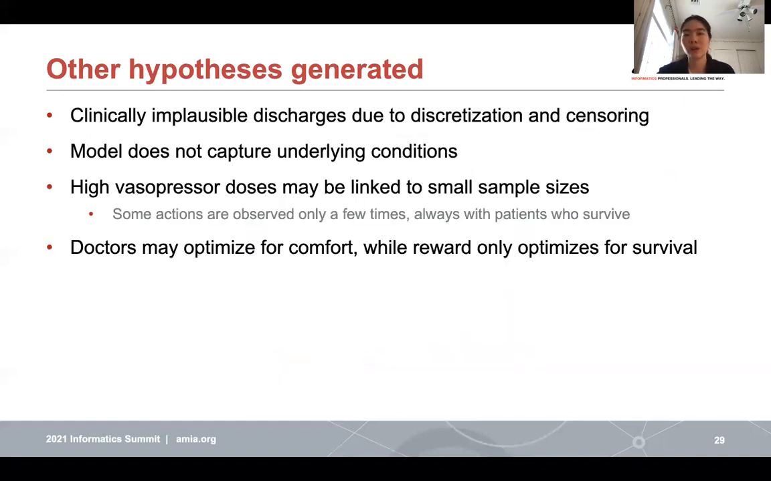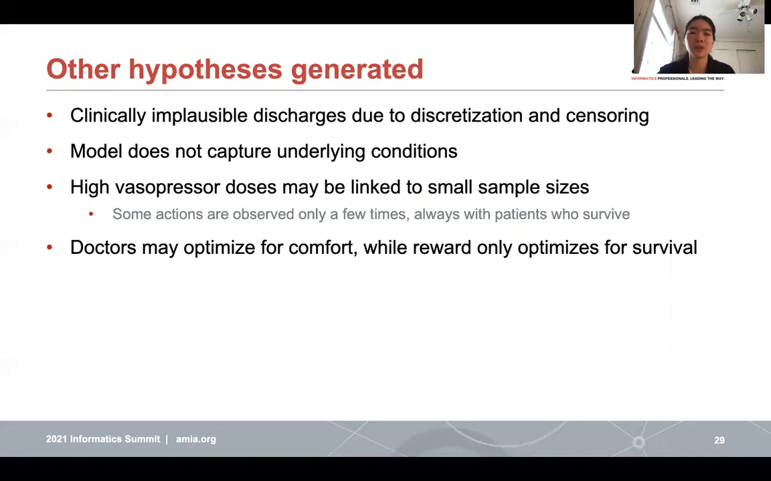We also generated some other hypotheses. First, the clinically implausible discharges at high levels of treatment or from states where the patient is unstable may have been due to the censoring mechanism we just discussed or discretization. Because the treatment information is being captured over a 4-hour interval, it may seem to the model that the patient was on treatment for the entire 4 hours and then discharged. But in reality, the patient's treatment may have ended at the start of the 4 hours, and so they were actually weaned gradually, and they were discharged from a much lower level of treatment.